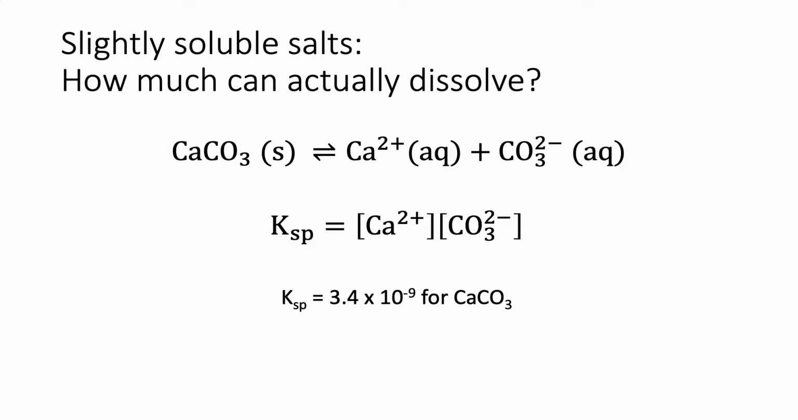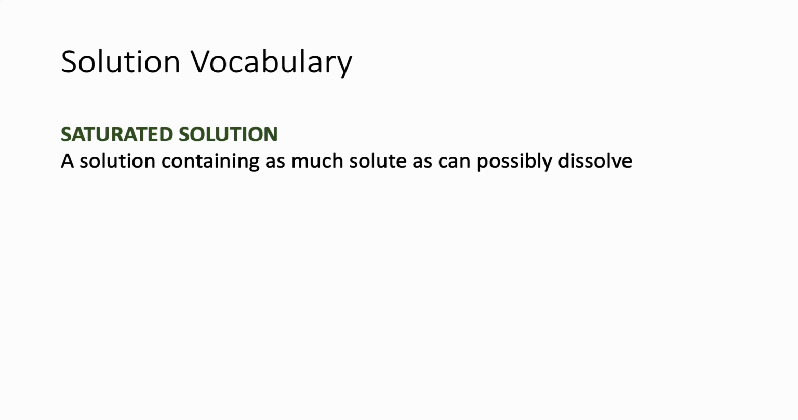Now here you see that we have a very tiny number for KSP, and that means our equilibrium is heavily weighted on the reactant side. Remember, the reactants are solid calcium carbonate, so calcium carbonate does not dissolve very much. Most of it is going to stay as the solid. So I'm going to run through a few vocabulary terms that you will hear quite a bit as we talk about solubility. First thing is a saturated solution.